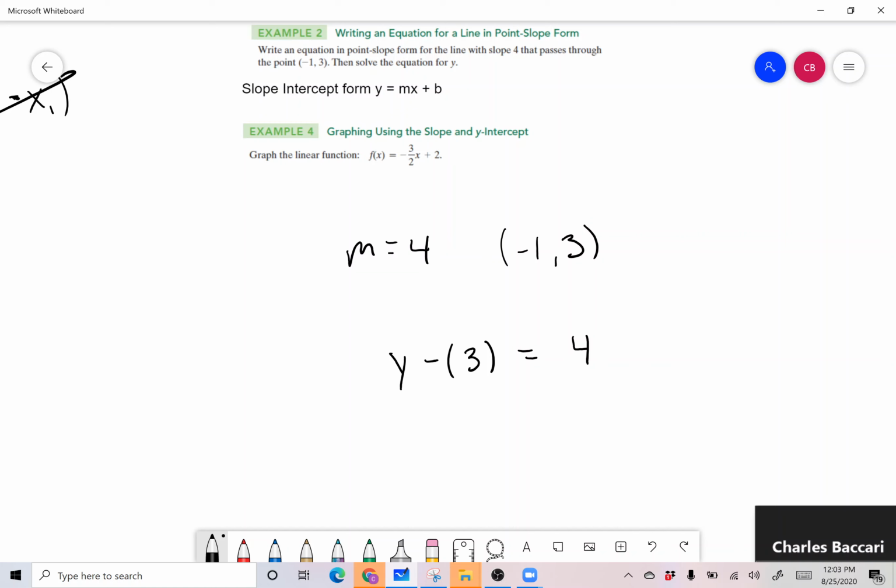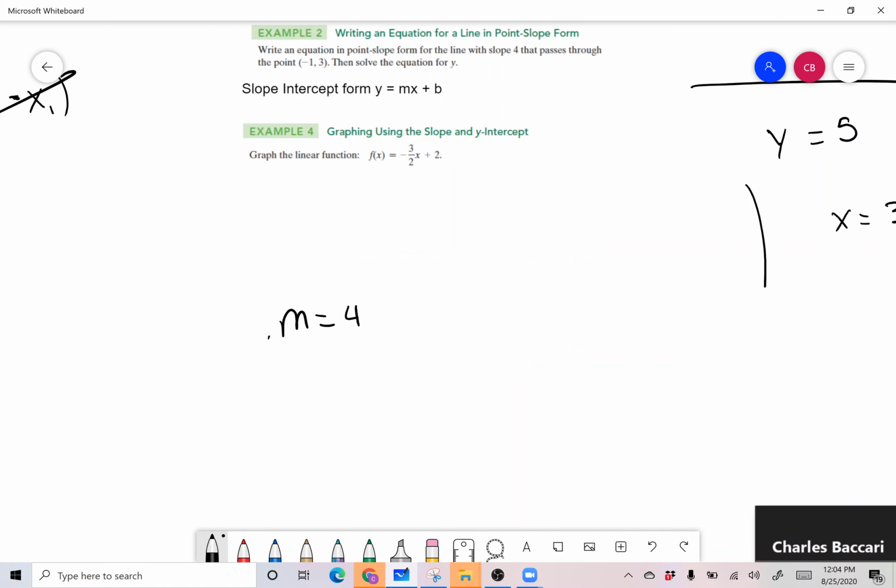We have m equals 4. We have (-1, 3). That means we have y minus 3 equals 4 times (x minus -1). Let's change the sign. This is y minus 3 is equal to 4x plus 4. And so we add the 3. When you subtract a negative, you add, by the way. I don't know if I said that earlier. y is equal to 4x plus 7. And that is that.